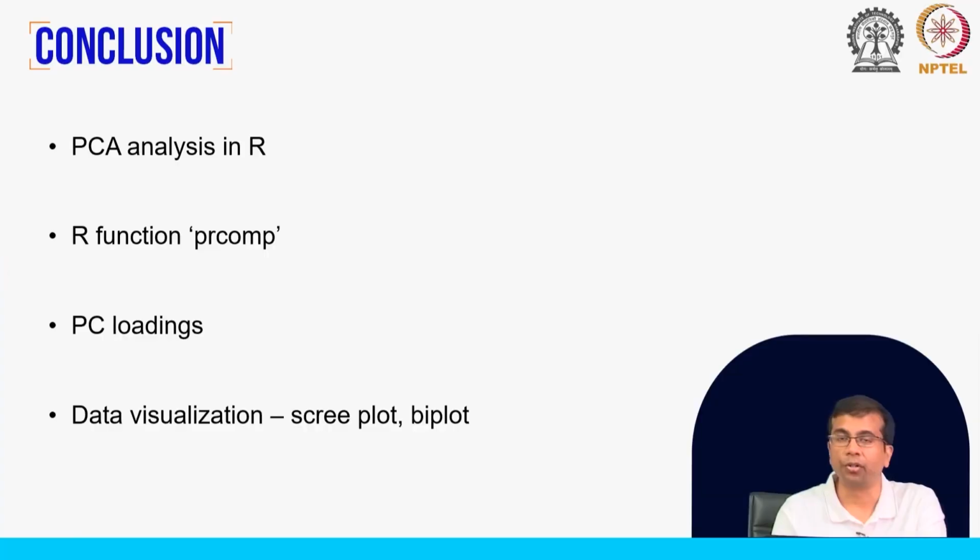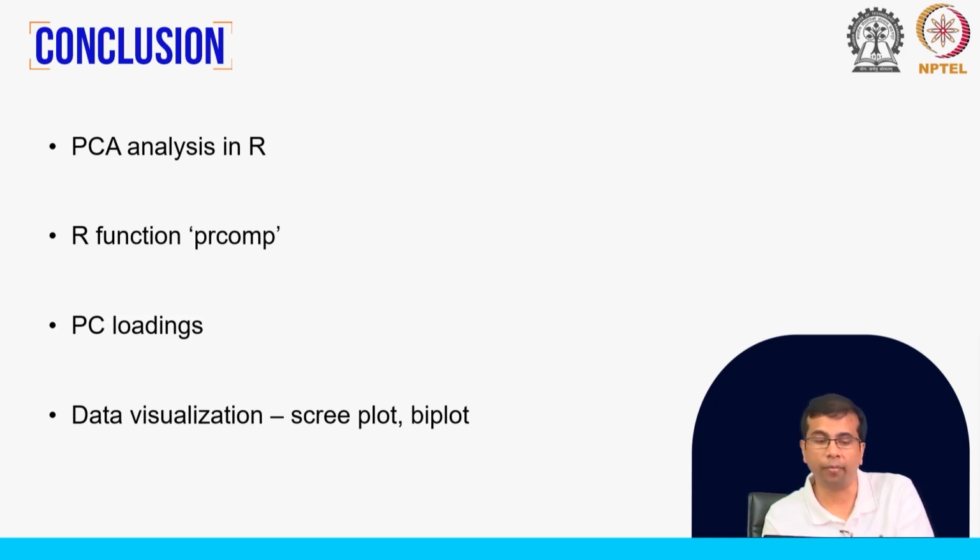So we have introduced a specific data set, a cancer gene expression data set, where we have selected only a small subsample of that, and we have done the first PCA analysis in R. We have used two functions. One is of course the R function prcomp, and we have looked into the PC loadings. We have done the data visualization, scree plot and biplot. We have also used the factoextra R package and FactoMineR package to do the principal component analysis, and again we have visualized using the factoextra package.